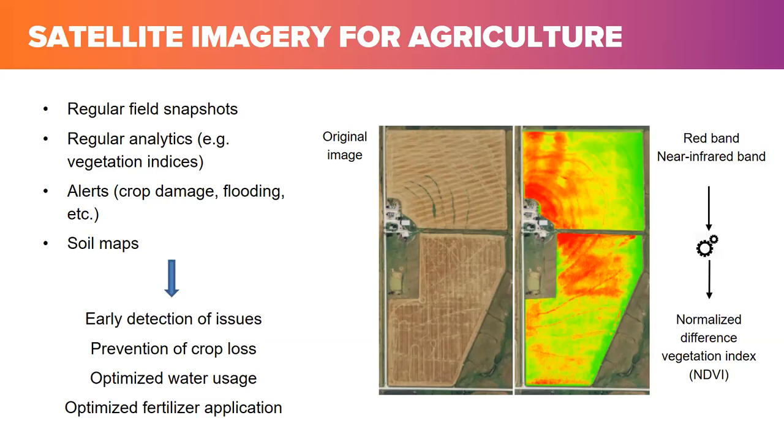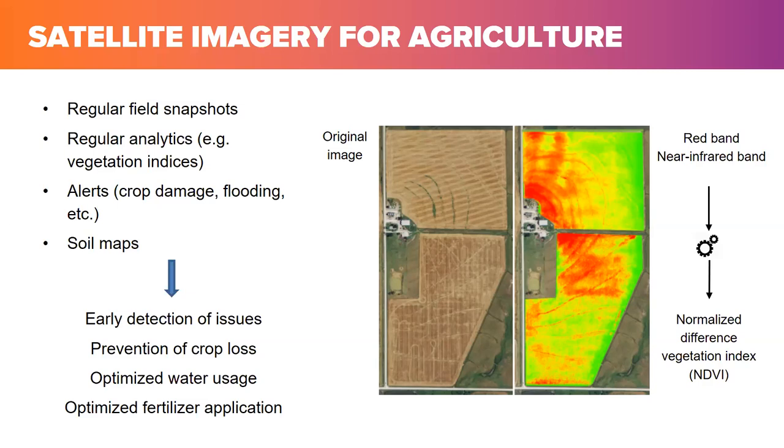Most importantly, based on the raw images, we can compute a range of analytical products that will help to monitor crop health. For example, on the screen on the right side, you have an analytical product called Vegetation Index, compared to the left side image, which is the original one. The analytical product shows you a pattern that is not visible on the original image. Here the red zones indicate that there might be something going wrong with the crops. The health of the crops is poor.